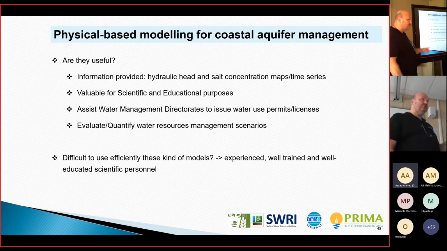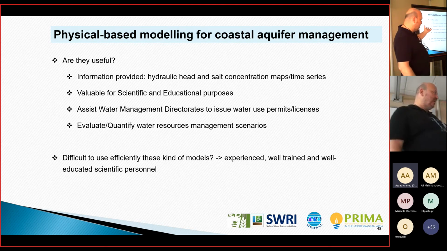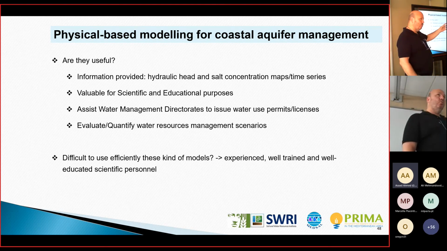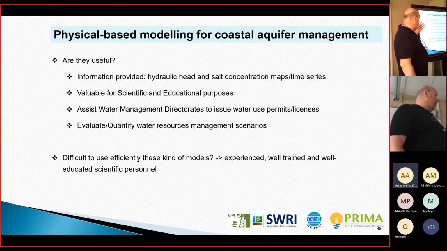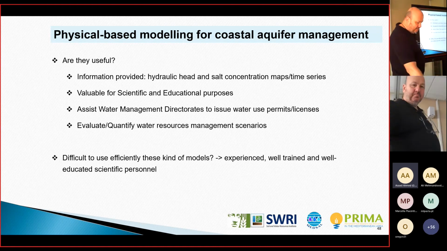They are difficult to use, and these kinds of models are even more difficult to use. But in this case, this will not be an issue if there is experienced, well-trained, and well-educated scientific personnel. This is something that we can overcome.